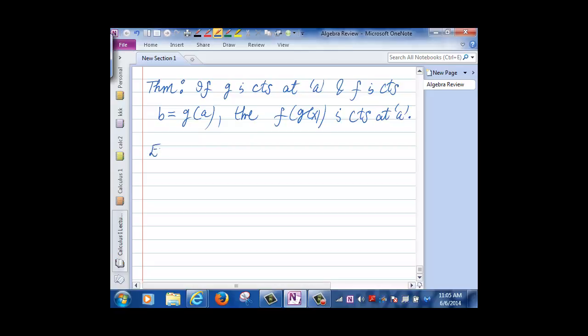Example, if I look at the function f of x equals 1 plus cosine x, to the half, let's say, and we want to know where this function is continuous, what would you say in this case? Where is this function continuous?